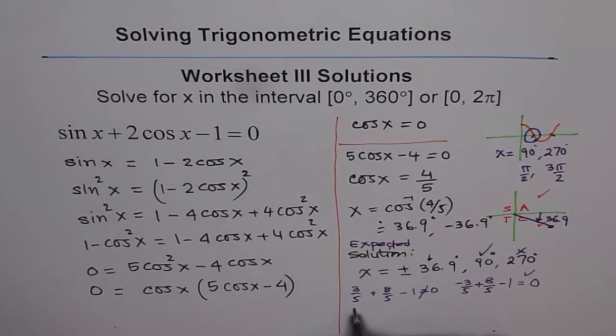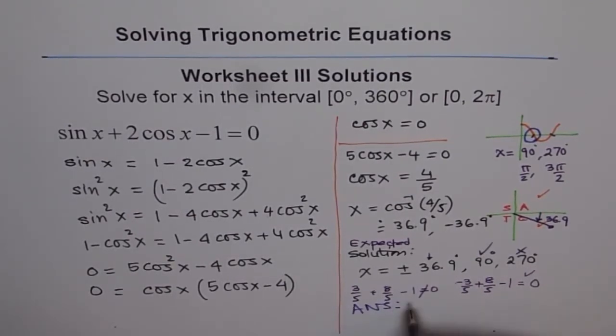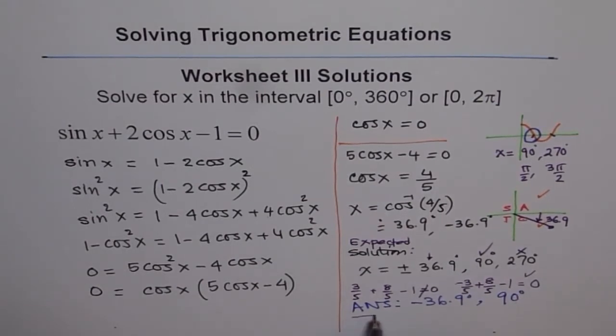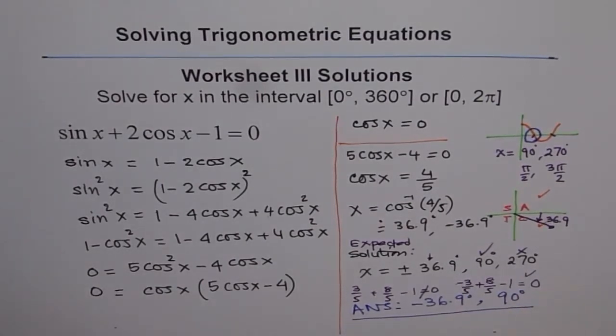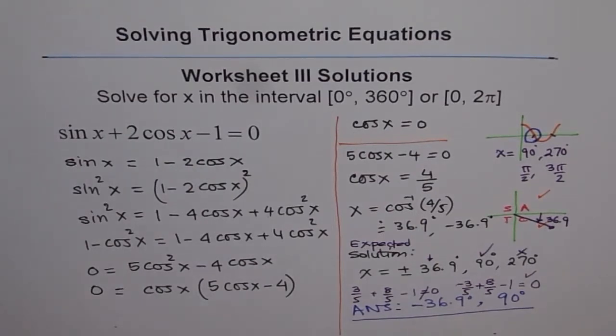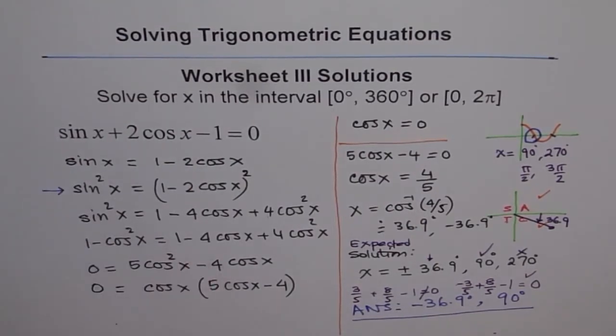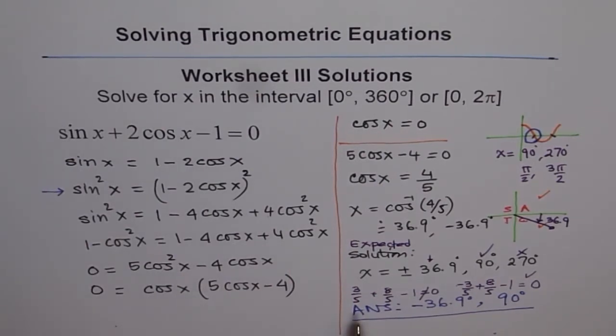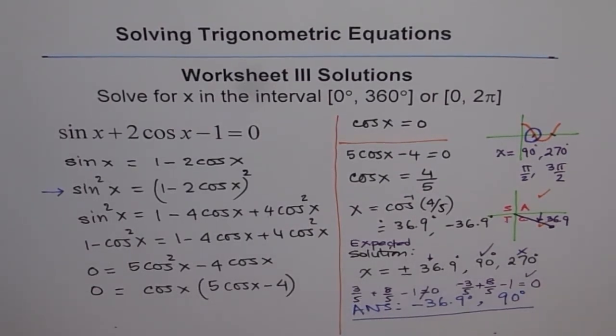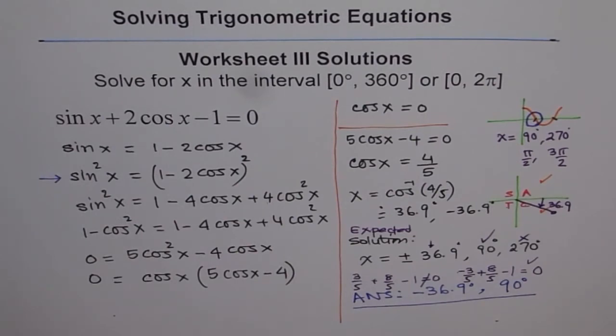So our final answer in this case is minus 36.9 degrees and 90 degrees. These are the only two possible answers for our problem. The other two are extraneous roots. We do get them, but they don't yield the right result. The reason for that, as you understand, is this particular step here. When we squared it, we made that minus 1 into plus 1, correct? And so we got the wrong answer. So you have to always check your roots and then write down the final answer.